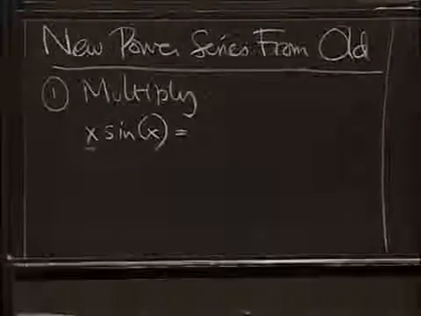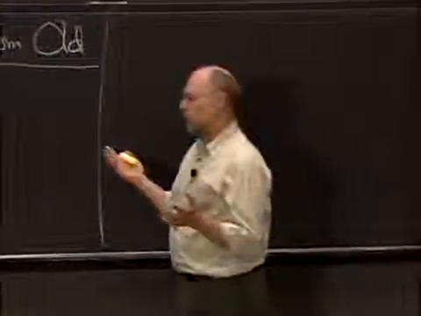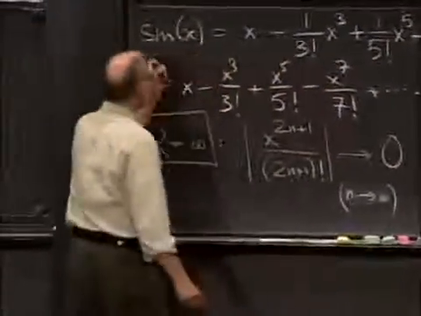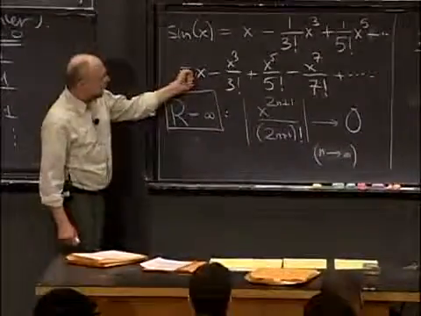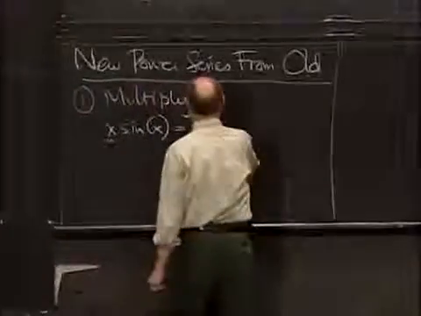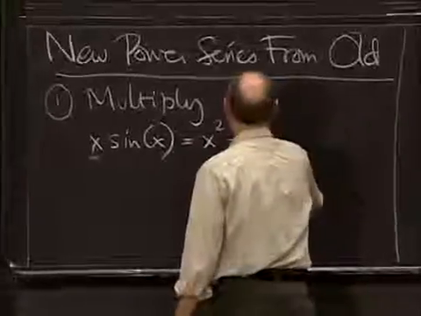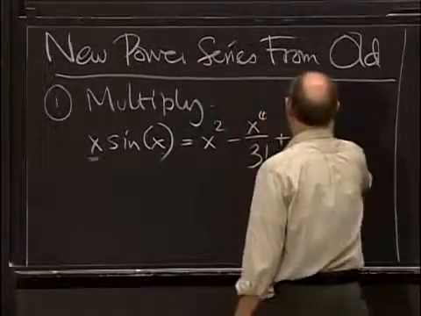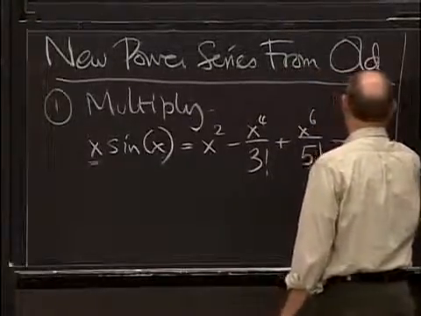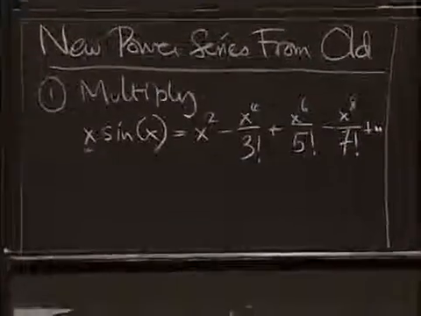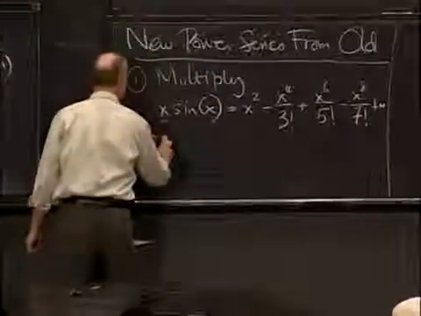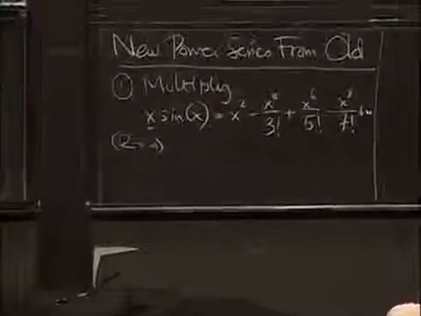And what I want to encourage you to do is treat power series just like polynomials and multiply them together. We'll see other operations too. So to compute the power series for x times the sine of x, I just take this one and multiply it by x. So let's see if I can do that right. It distributes through: x squared minus x to the 4th over 3 factorial plus x to the 6th over 5 factorial, and so on. And again, the radius of convergence is going to be the smaller of the two radii of convergence here. So it's r equals infinity in this case.